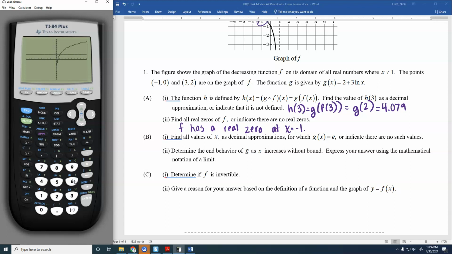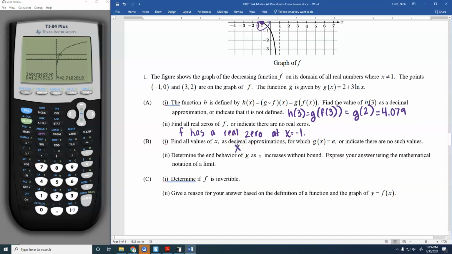They're only going to cross at one point there. I'm going to do intersection just like I did before. So second trace, number 5 intersect. You may have to go over a little bit because mine wasn't showing up. And then you hit enter, enter, enter. And I'm getting x equals 1.271. And if you want, you can say g of x equals e at x equals 1.271.